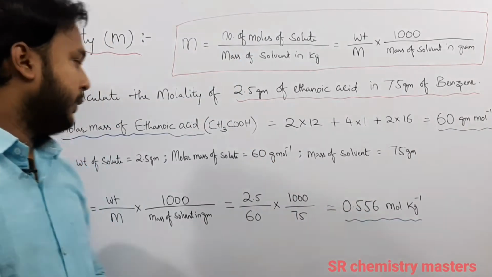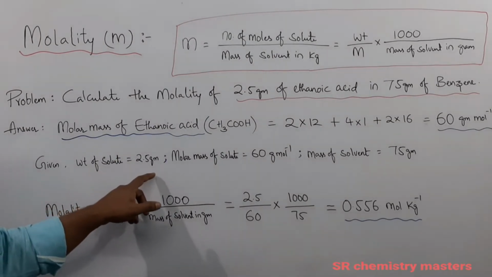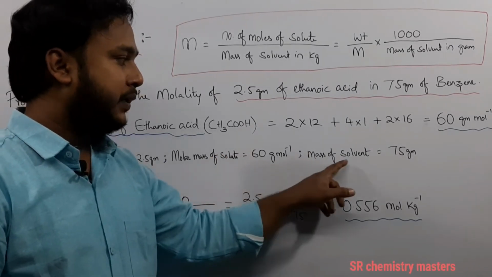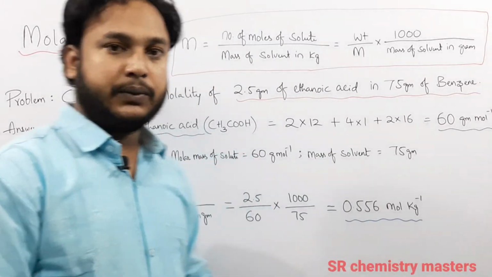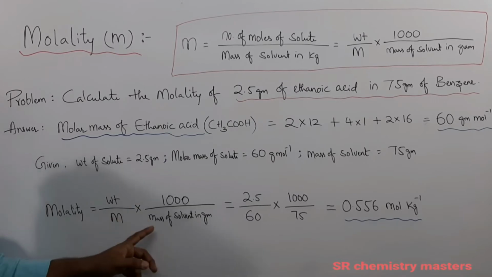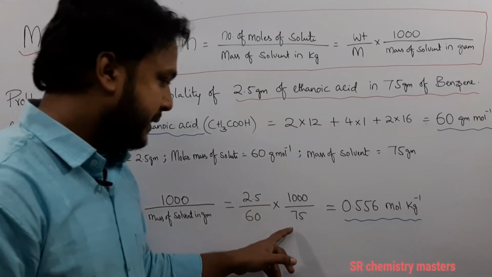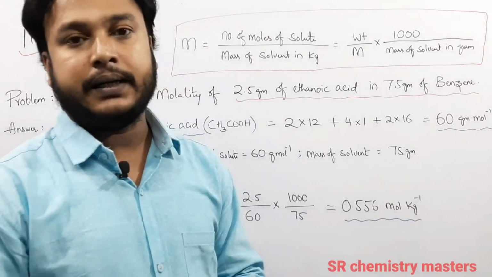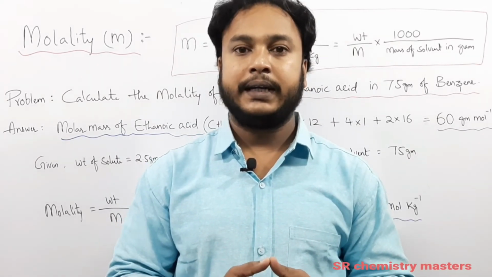In the question he has given you the weight of the solute, that is ethanoic acid. Weight is 2.5 grams. Molar mass we have calculated just now, it is 60 grams per mole, and the mass of the solvent, that is mass of the benzene, is 75 grams. When we substitute these values in the formula, molality is equal to weight by molar mass of solute into 1000 by mass of solvent in grams, we are going to get 2.5 by 60 into 1000 by 75, which is equal to 0.556 moles per kg. It is the molality of 2.5 grams ethanoic acid in 75 grams of benzene.